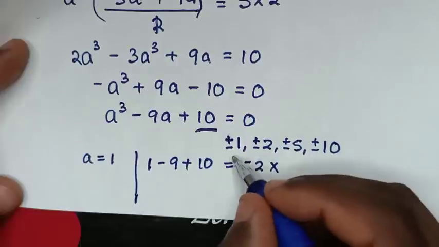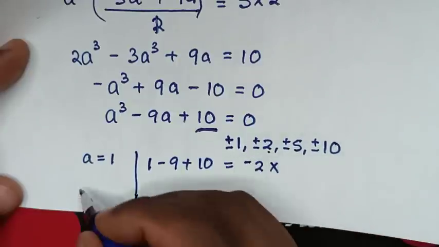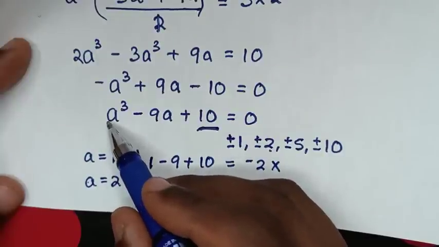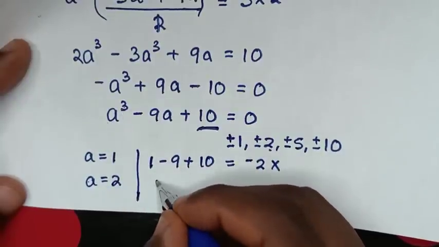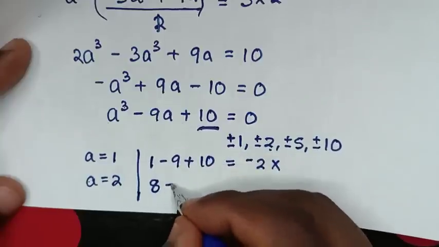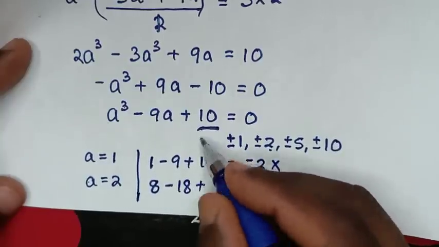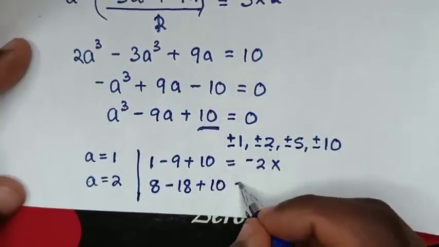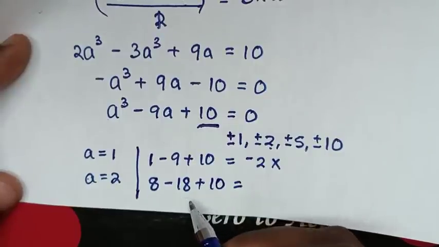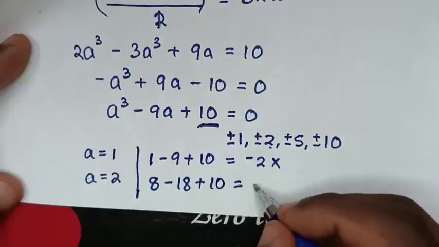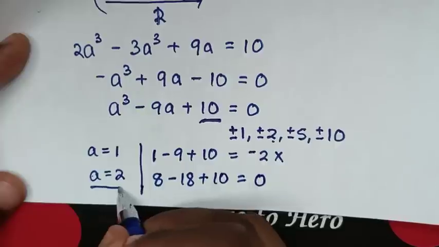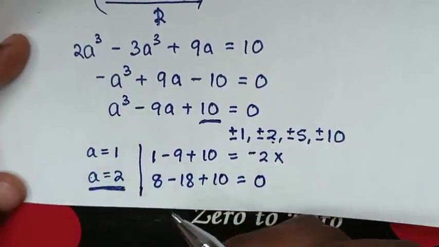Now let's test for this 2. A is equal to 2. So we'll substitute here 2 to be 2 power of 3, it is 8. Then minus 9 times 2, it will be minus 18. Then plus this 10 is equal to, 8 minus 18 is negative 10. Negative 10 plus 10, it is 0. So it's true for the value of a is equal to 2.